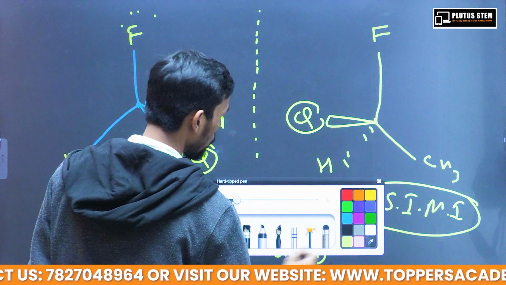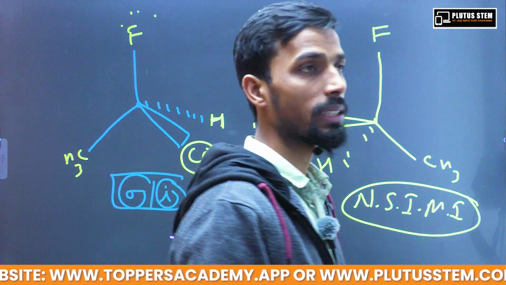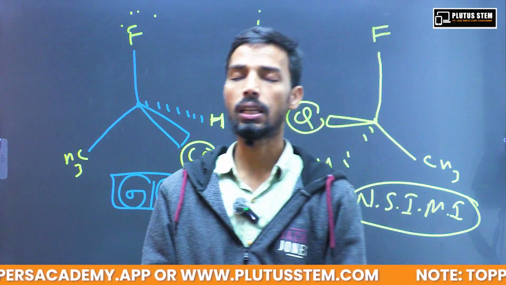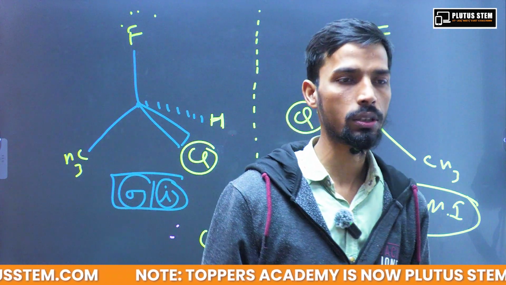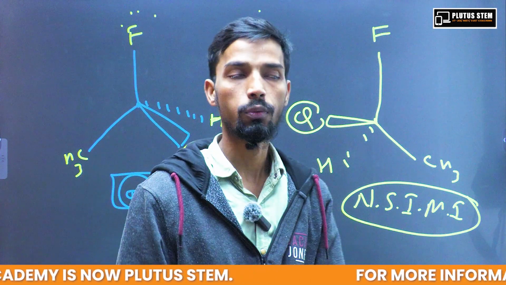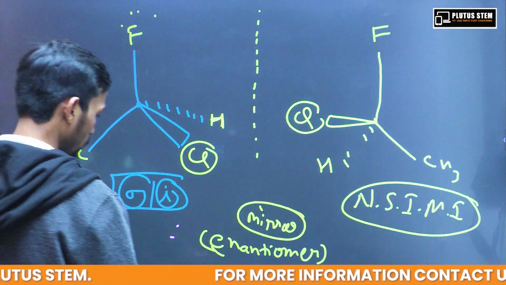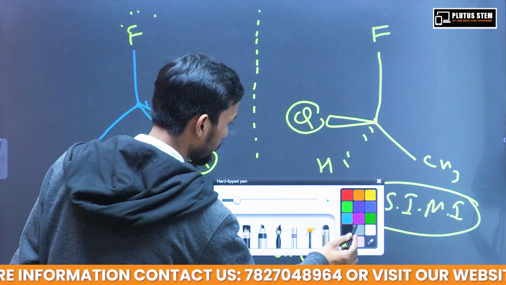An easy trick is that you can find out the R and S of the compound. The R and S nomenclature we have also discussed in the stereochemistry video, and I have explained it in quite some detail. If you are not familiar with that, you can go there, watch the video, and come back again.